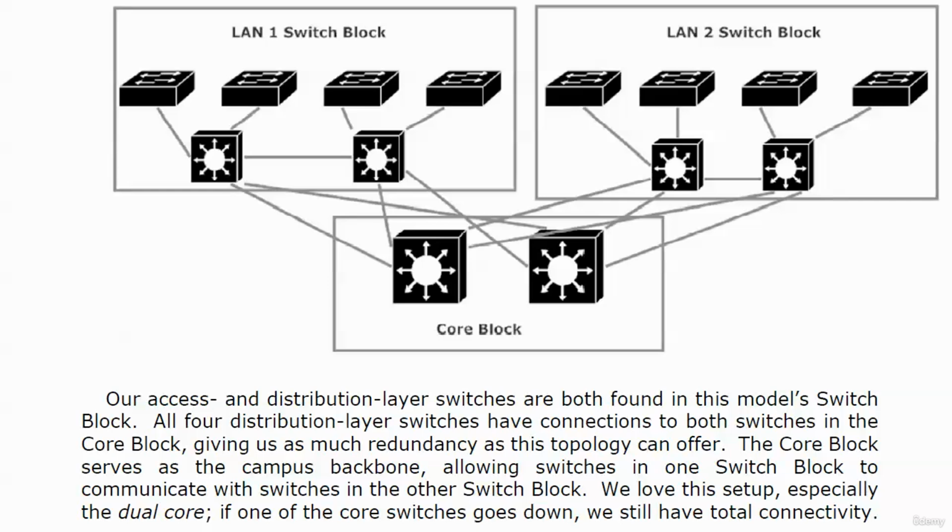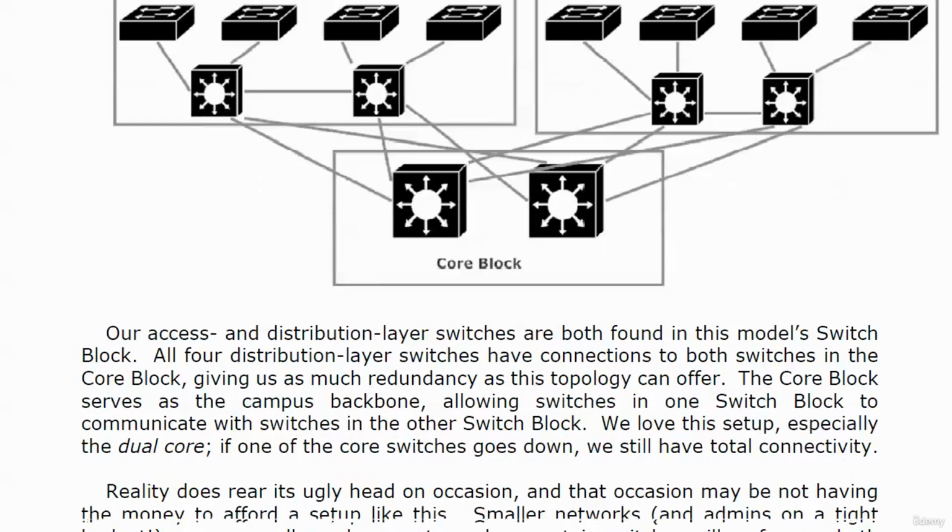Now, we love this setup, especially what we call dual core, because we never want that single point of failure, especially in a campus network. So when we have more than one core switch, we love it, because if one of them goes down, we still have total connectivity. Now, reality does rear its ugly head on occasion. And that occasion may be the fact that your company can't afford a dual core or doesn't want to afford a dual core. Both of those things happen.